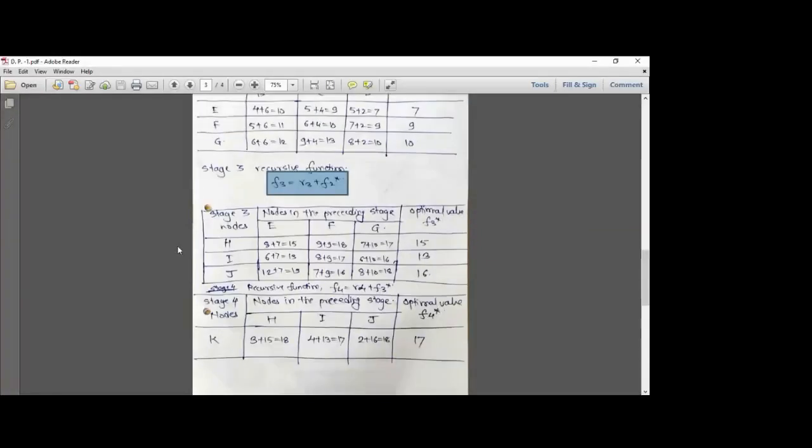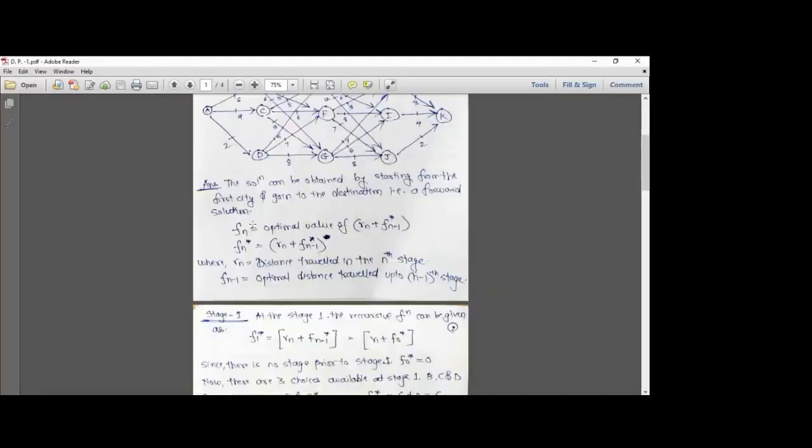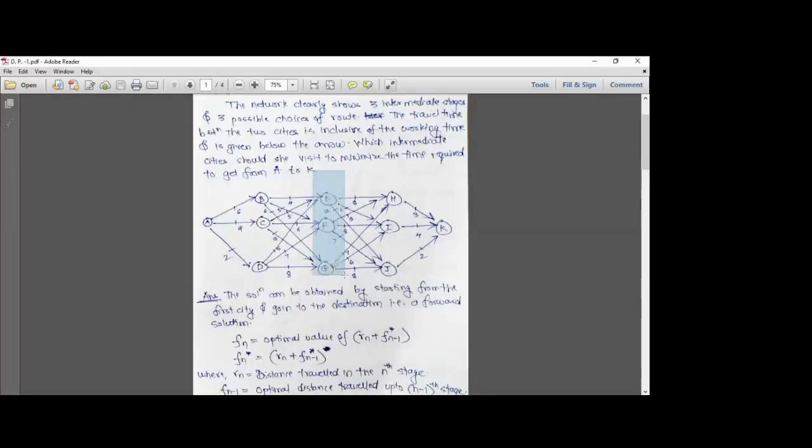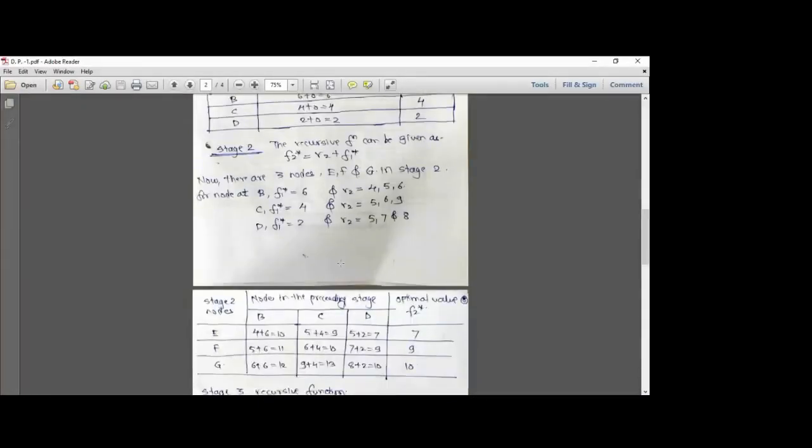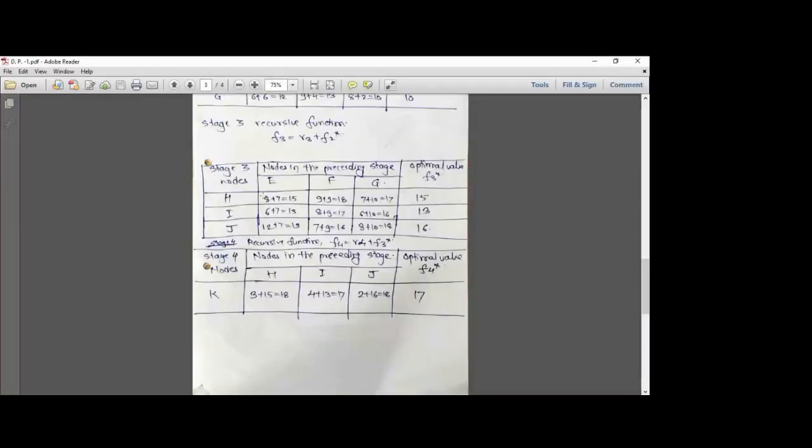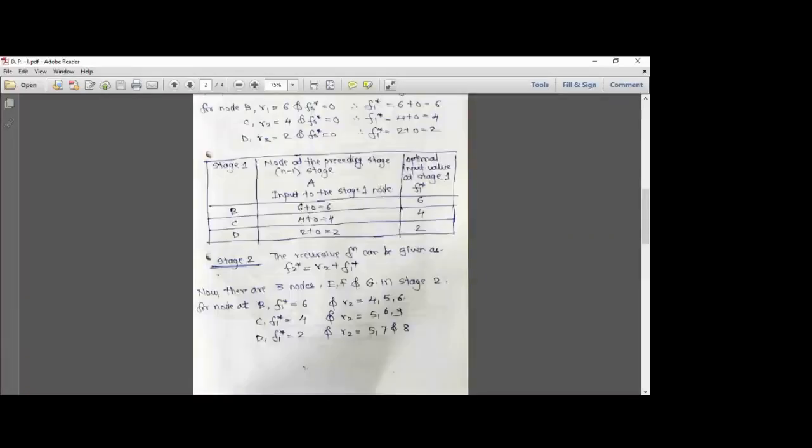I can directly go towards the table. What are my nodes of stage 3? H, I, J. What are my nodes in the preceding stage? E, F, G. So those nodes are written E, F and G, right? I have to find out the optimal value, right?